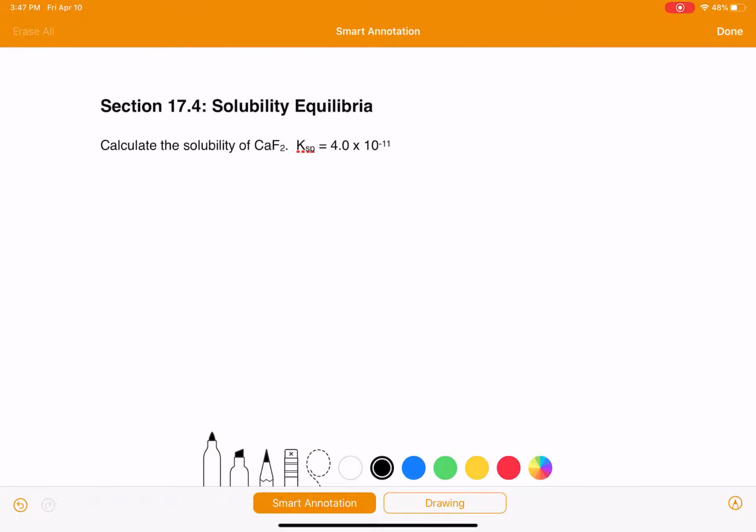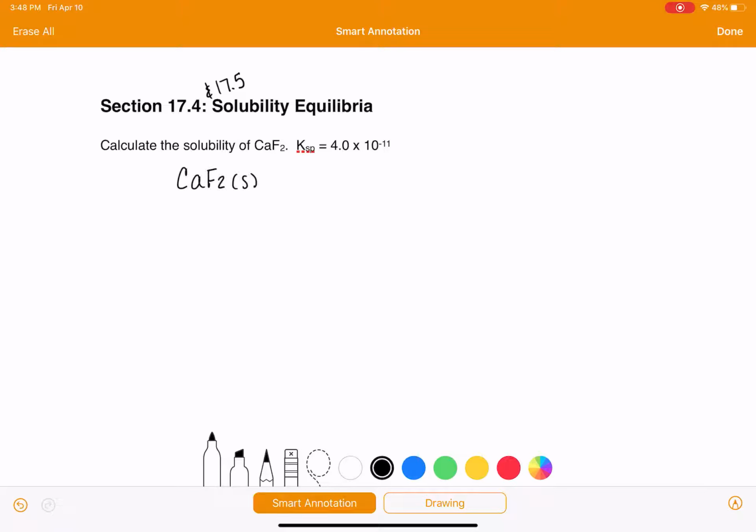We have two problems to solve to help us practice calculating solubility. This is actually stuff that's in both 17.4 and 17.5 together. And so the first problem we have on this worksheet is just asking us to calculate the solubility of calcium fluoride, which we have done an example similar to this already. So you already have seen one problem like this. This will be the second one that you see.